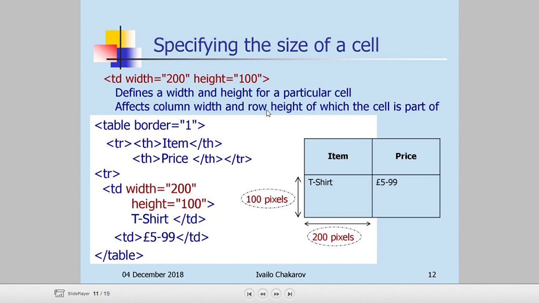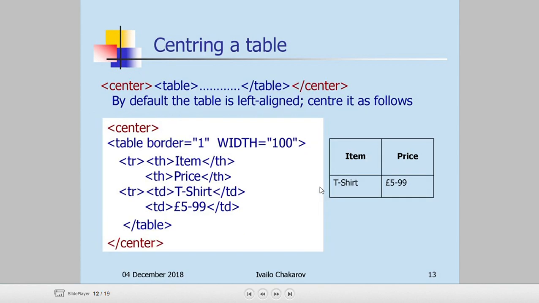Specifying the size of a cell. Here, within the TD tag we are having width equal to 100 and height equal to 100, which defines the width and height for the particular cell, which can affect the column width and row height of the column which this cell is a part of. Now let us consider for this box we are setting the height equal to 100 and width equal to 200 pixels. We are specifying the size of a particular cell, that is for this cell we are creating a particular size.